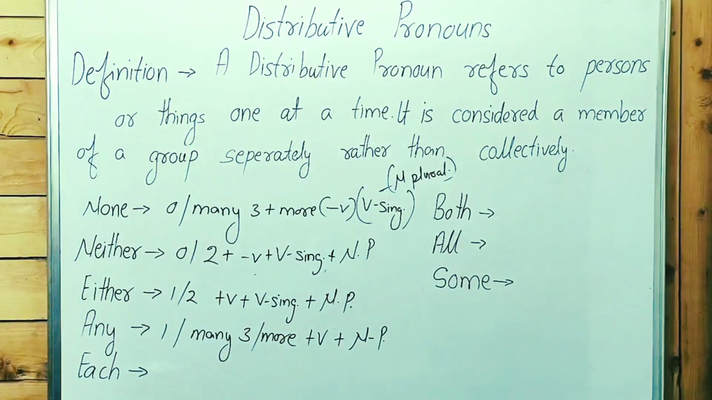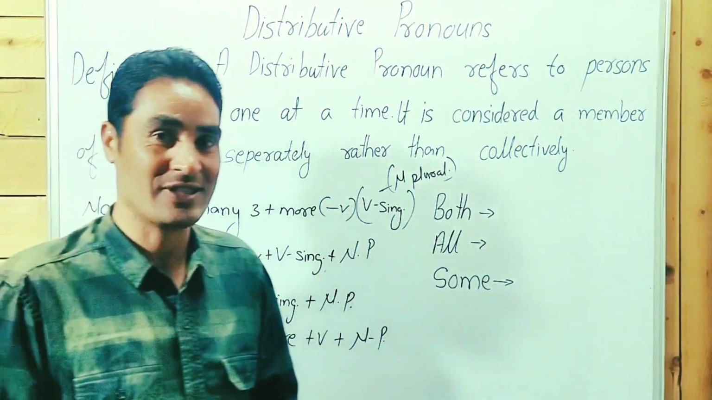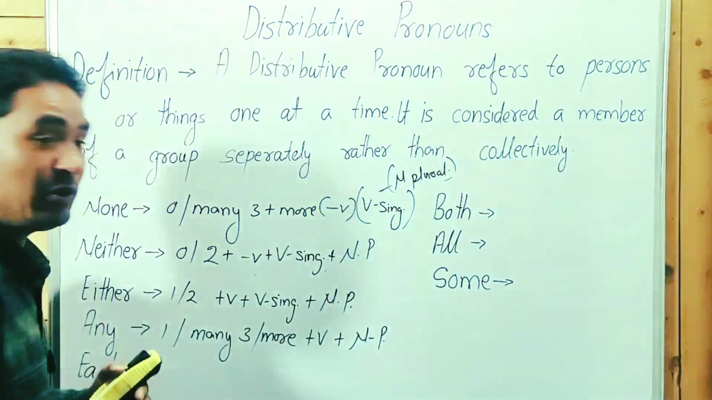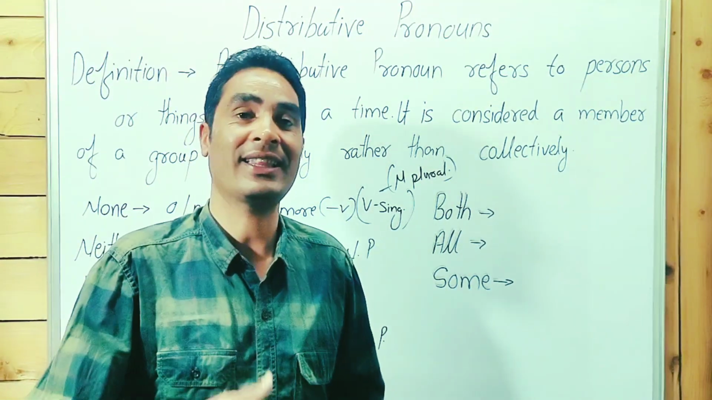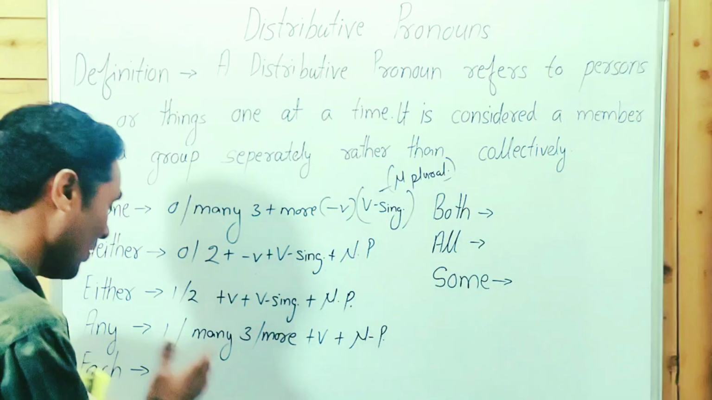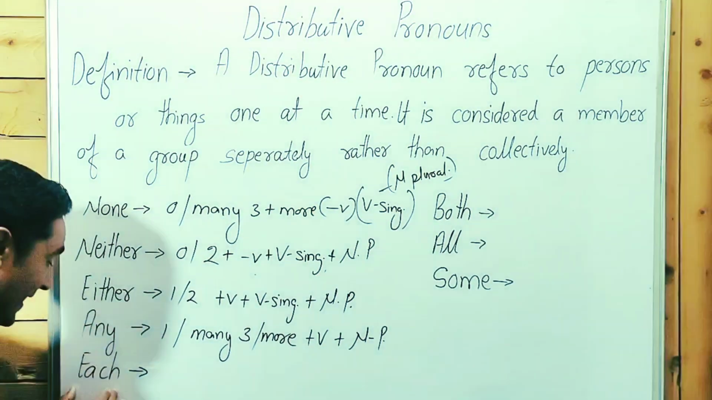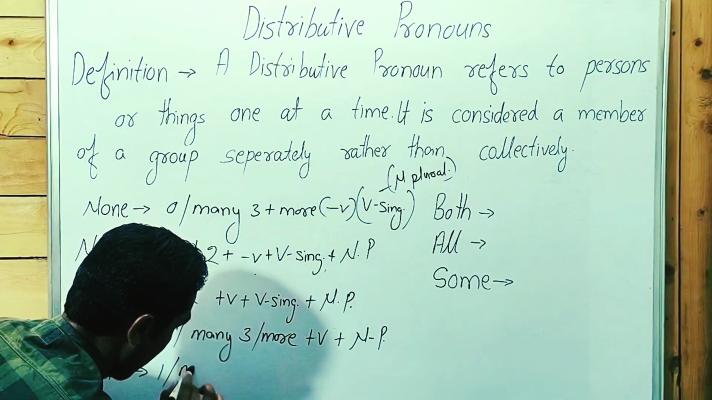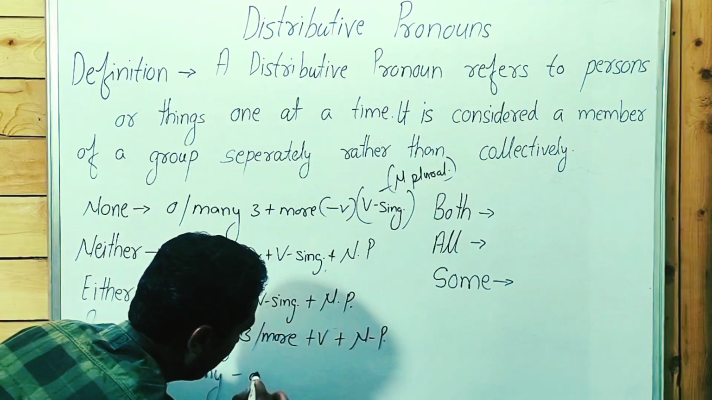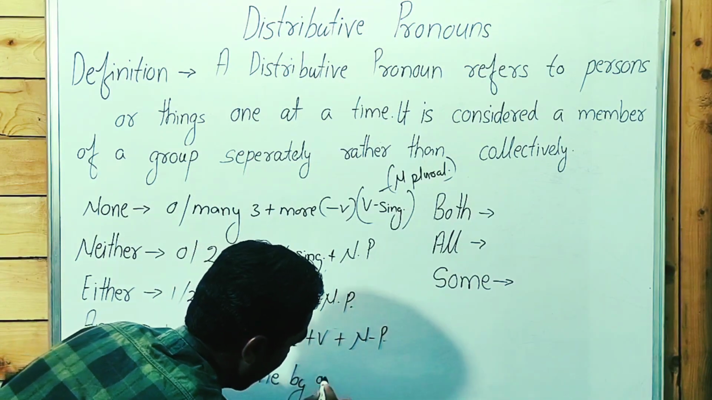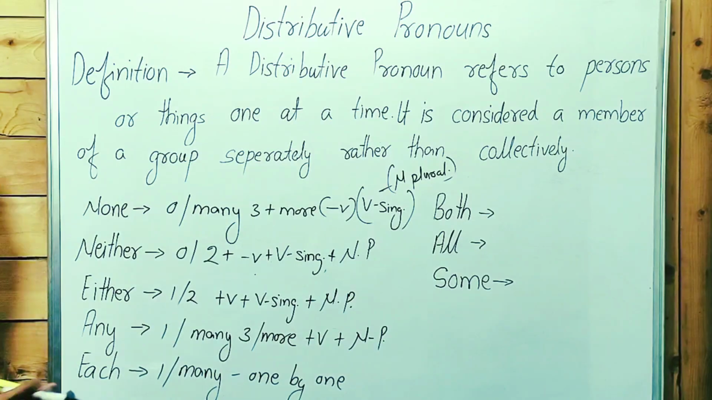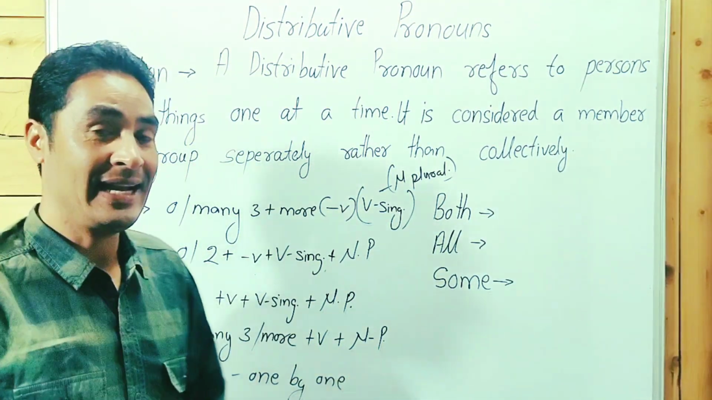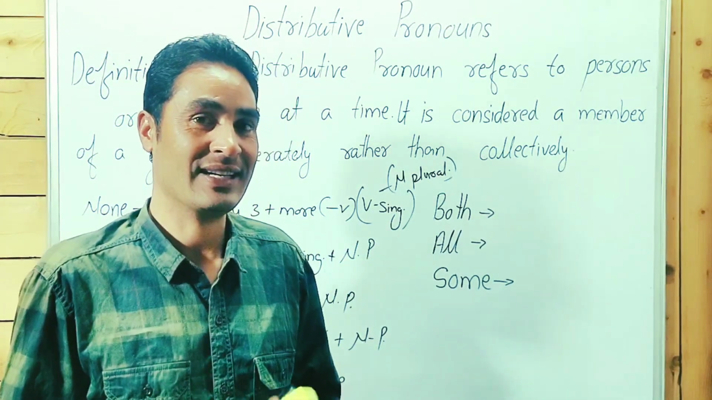Noun always plural. Each is used to show one by one thing out of many, but one by one. I will explain each and everything in the next slide with the help of examples. But now I'm teaching you, each is used for one by one out of many. Point to be noted, the verb is singular and the noun is always plural.